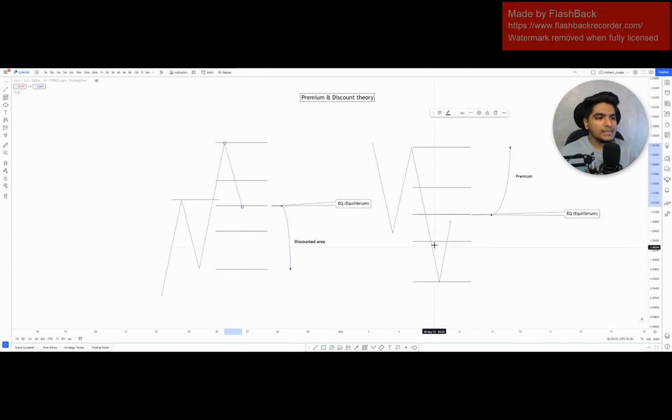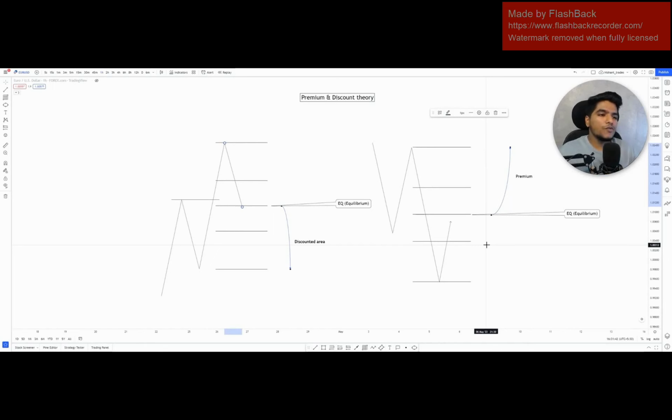And once prices come at least till your equilibrium or premium area, we will look for shorts. Why will we wait for the prices to come to our premium area? Because let's consider you are a retailer, or you actually sell commodities or products on your own. When will you make more profits? When you sell at higher prices, right? So the same thing goes here as well. If you want to look for shorts, you will sell at a higher price.